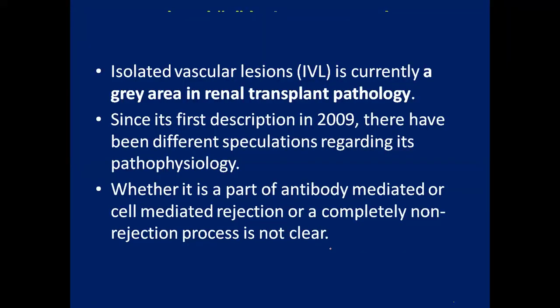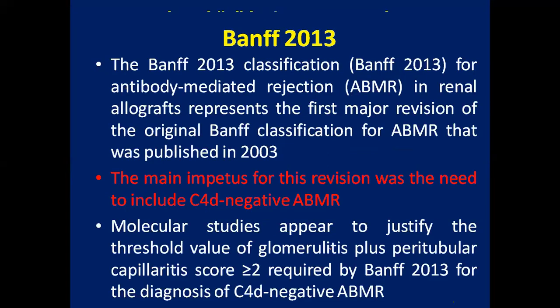So isolated V lesion is currently a gray area in renal transplant pathology. Since its first description in 2009, there has been different speculation regarding its pathophysiology, whether it is part of antibody-mediated rejection or cell-mediated rejection or a completely non-rejection process is still not clear. But as I have highlighted, less than 1 year, if you find isolated V lesion, it could be no rejection. But 1 year post-transplant, if you find isolated V lesion, that could be a manifestation of antibody-mediated process.